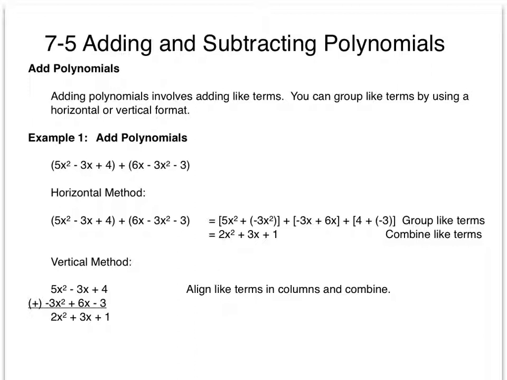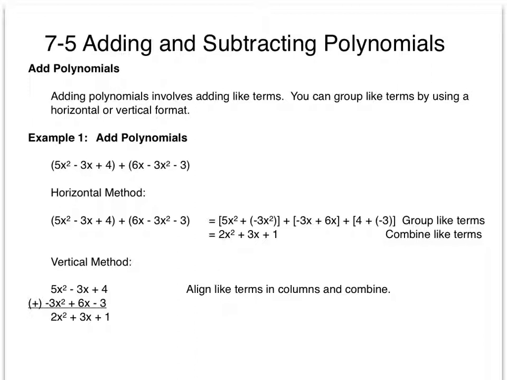In example 1, we're going to add 5x squared minus 3x plus 4 plus 6x minus 3x squared minus 3. In the horizontal method, we are going to group our like terms, so we'll have 5x squared plus negative 3x squared plus negative 3x plus 6x plus 4 plus negative 3. When we simplify or combine like terms, we get 2x squared plus 3x plus 1. The one thing you have to be very careful about here is that when you group like terms, if the term is negative, meaning it sometimes has a subtraction out in front of it, you write it as a negative.